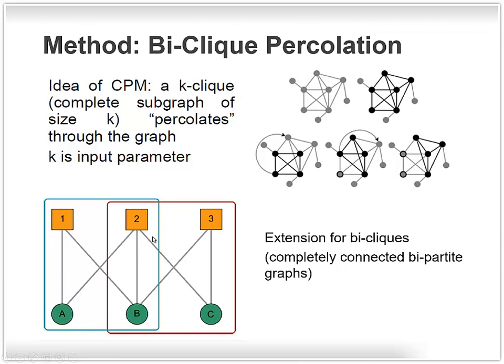This can be generalized to bipartite graphs because we also have a notion of completeness. For instance, look at the green rectangle here: we have nodes 1 and 2, A and B, and the maximum number of connections that they can have in a bipartite graph, so no connections between the squares and no connections between the circles, is 4. And you see, if we now delete the nodes 1 and A, and we add the nodes 3 and C, we get a new complete subgraph. So this percolation process is also possible in bipartite graphs.